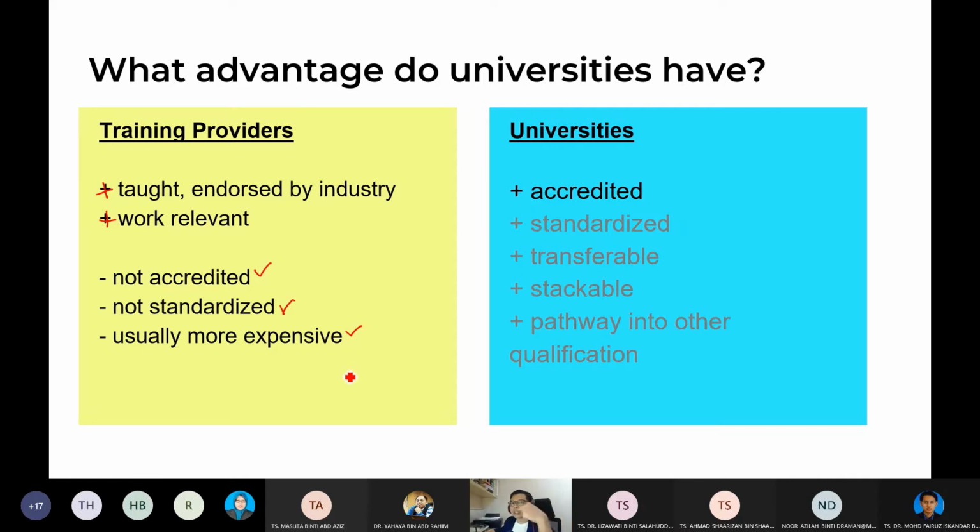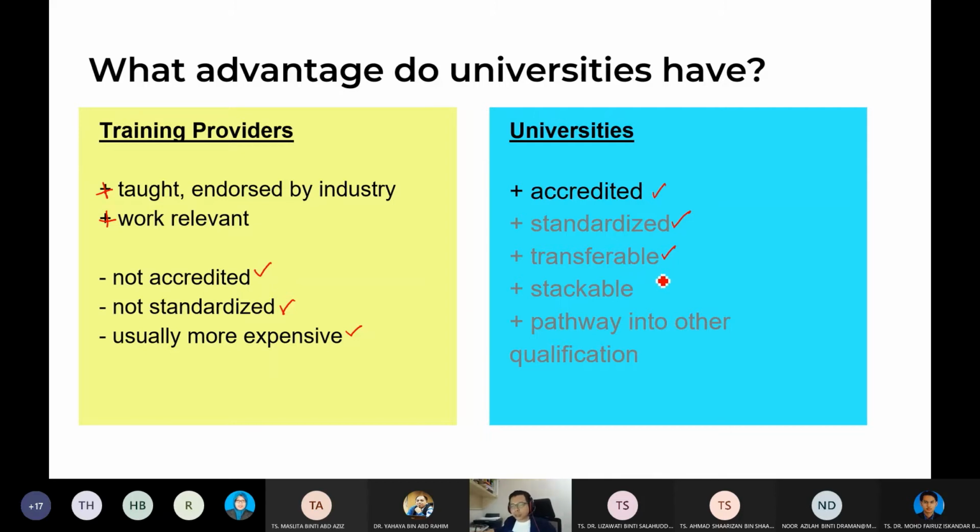But what advantage can we use as a university to actually catch up with them at least, or beat them altogether in this game? So what do we have right now? We are very familiar with accreditation. What we need to go for is some kind of standardized micro-credential course. What's the standard right now? What's the best practice? And this is important: it needs to be transferable.